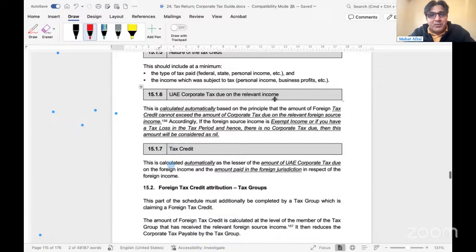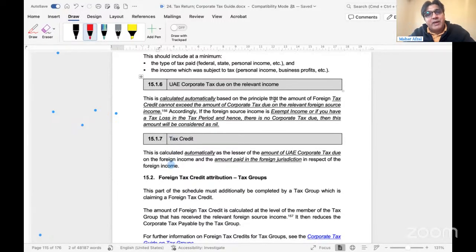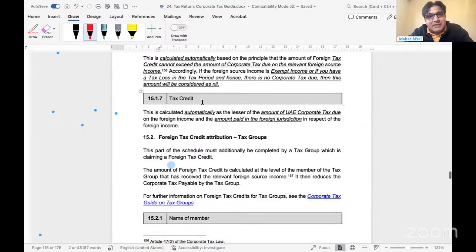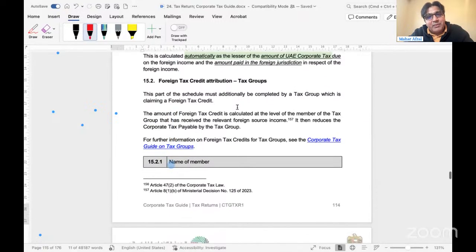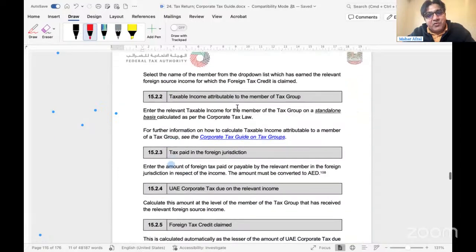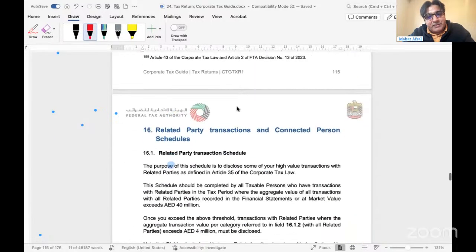The UAE corporate tax due on the relevant income. How much is the tax due? As I discussed earlier, tax paid and tax due as per the UAE corporate tax law, the lower of these you can calculate. The tax credit system will calculate automatically the lesser of the amount of corporate tax due and the tax paid in the foreign jurisdiction. The same criteria will be applicable for the tax group as well. If any member of the group is taking the foreign tax credit, we need to provide the information.